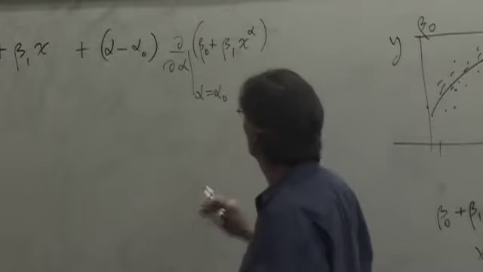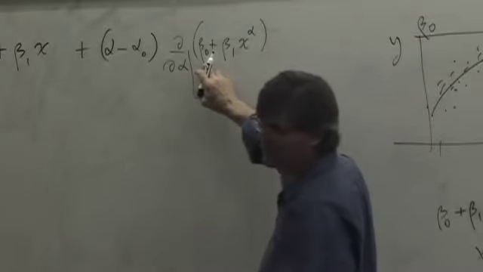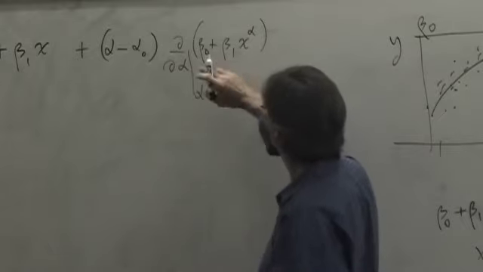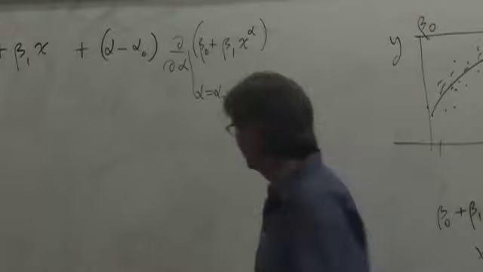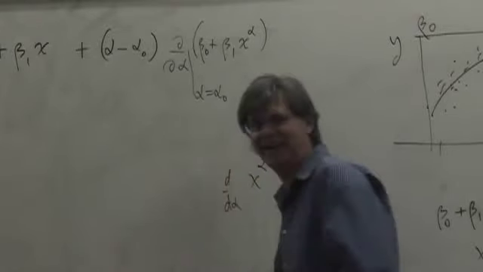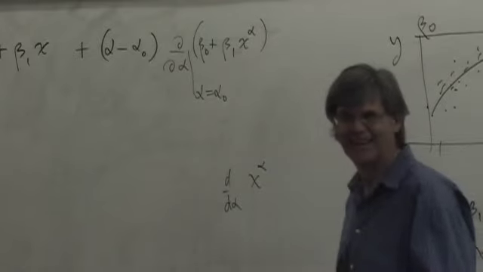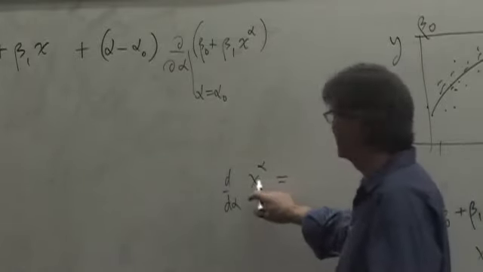So what does that come out to be? What is the derivative of beta 0? Well, that's going to be 0 as a constant. Beta 1 will come out. What's the derivative of x to the alpha with respect to alpha? How do you do that? No. If x is the variable, it's alpha x to the alpha minus 1.